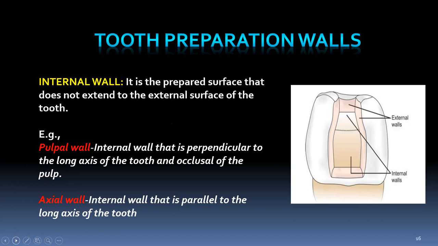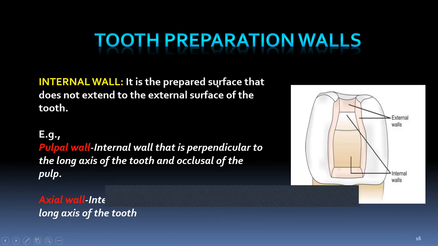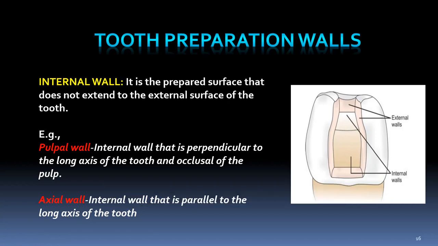Next terminology is with the tooth preparation walls. We all know that there are internal walls and external walls. An internal wall is the prepared surface that does not extend to the external surface of the tooth. So this is the internal wall, and it consists of two types: the pulpal wall and the axial wall. Pulpal wall is the internal wall that is perpendicular to the long axis of the tooth and occlusal of the pulp. And axial wall is, as we've seen in the class 2 cavity, the internal wall that is parallel to the long axis of the tooth.